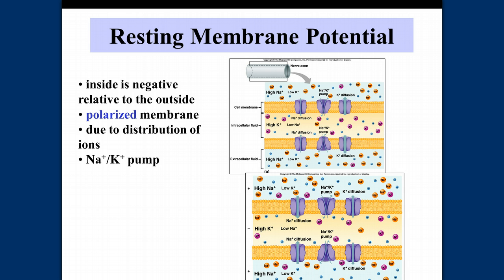So the sodium and potassium pump is important in helping to maintain the distribution of these ions. We're going to talk about several things that will change the potential on that membrane. The sodium-potassium pump, its biggest role is restoring the sodium and potassium in their correct positions as the membrane is going back to resting membrane potential.